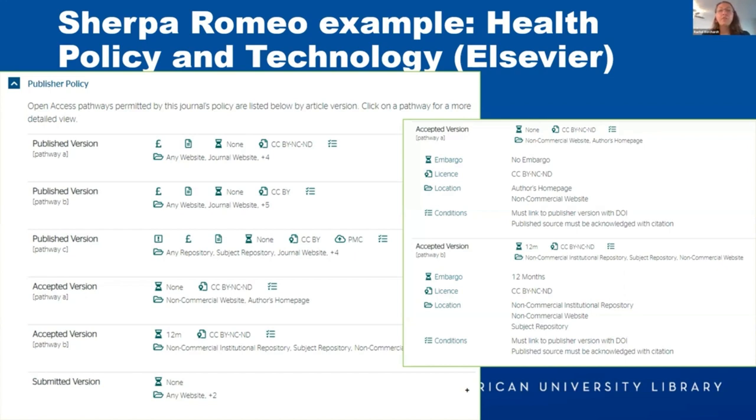The institutional repository version is accepted version B. This one does have a 12-month embargo. So you would have to set that embargo, also set the license, and then again, link to the publisher version of DOI and acknowledge it with the citation, but you can upload it to our institutional repository or a subject repository or another non-commercial website.